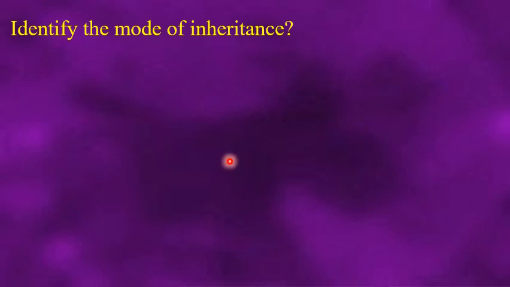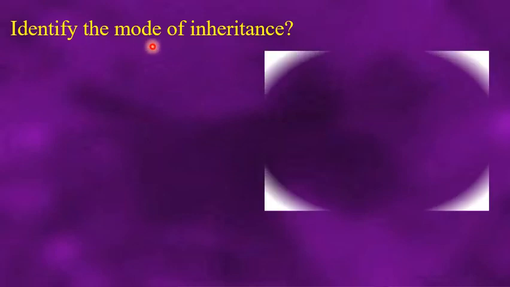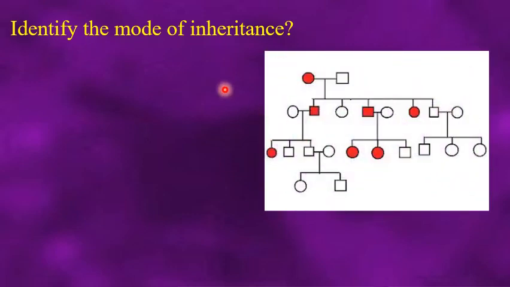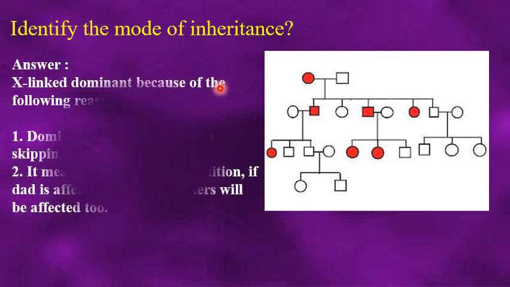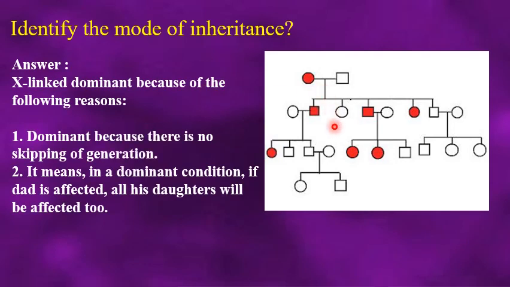Question: identify the mode of inheritance in this pedigree. This pedigree is X-linked dominant because of the following reasons. Dominant, because there is no skipping of generation. It means in the dominant condition, if dad is affected, all his daughters will be affected too.